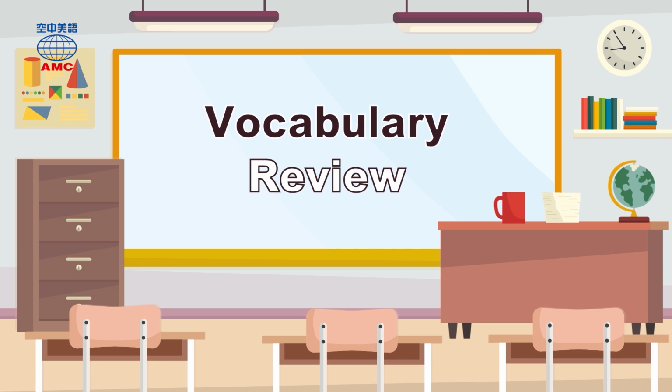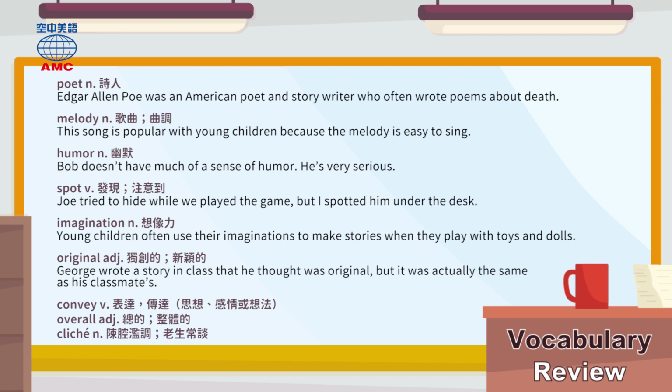Vocabulary Review. Poet. Edgar Allan Poe was an American poet and story writer who often wrote poems about death. Melody. This song is popular with young children because the melody is easy to sing. Humor. Bob doesn't have much of a sense of humor. He's very serious. Spot. Joe tried to hide while we played the game, but I spotted him under the desk. Imagination. Young children often use their imaginations to make stories when they play with toys and dolls. Original. George wrote a story in class that he thought was original, but it was actually the same as his classmates.